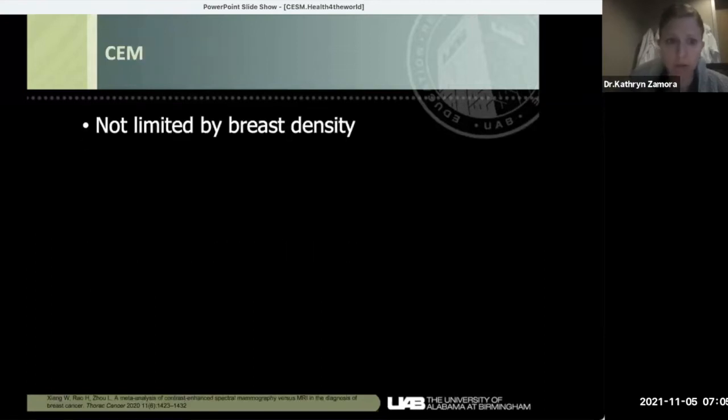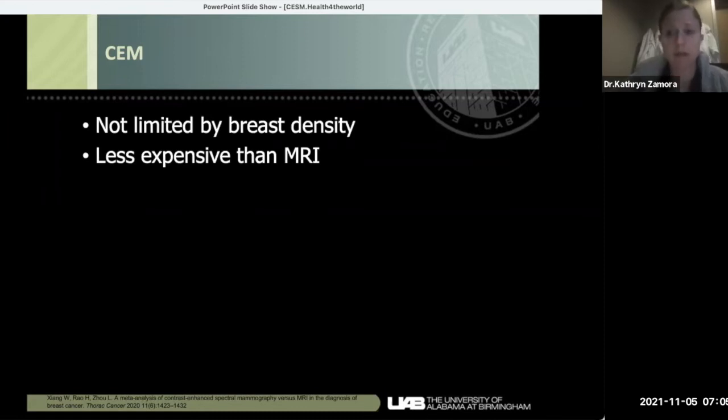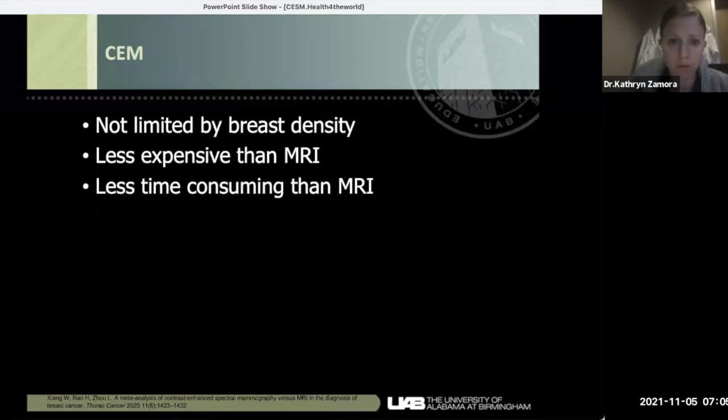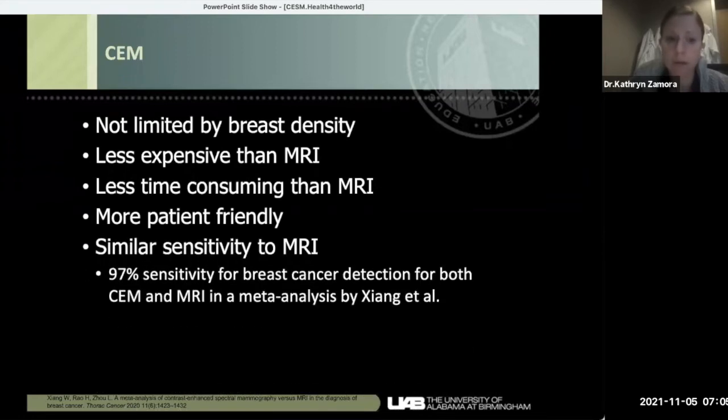Contrast enhanced mammography is also not limited by breast density, which makes it a good examination in that respect. It is significantly less expensive than MRI examination. It doesn't require an MRI machine. It is an additional add-on to a mammography unit. It is less time consuming than MRI examination. Contrast exams usually take between 2 to 10 minutes, but about 10 minutes to complete. It's more patient friendly.